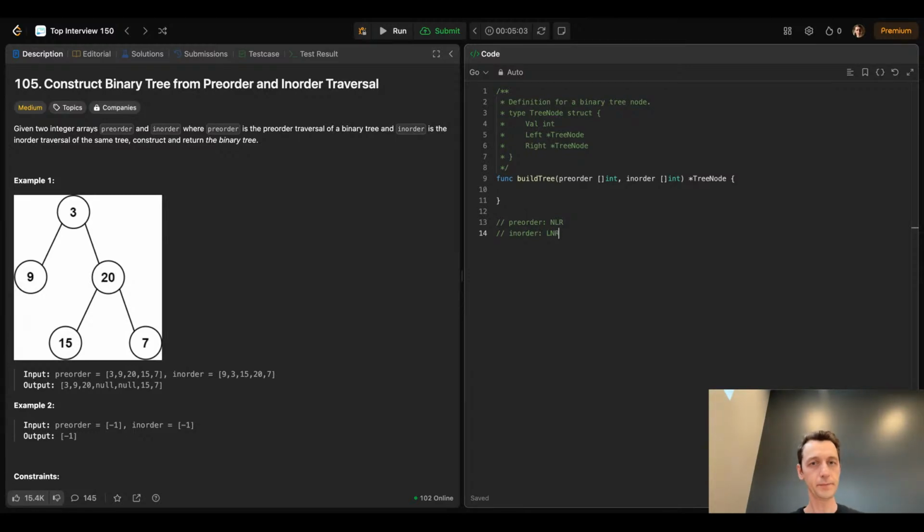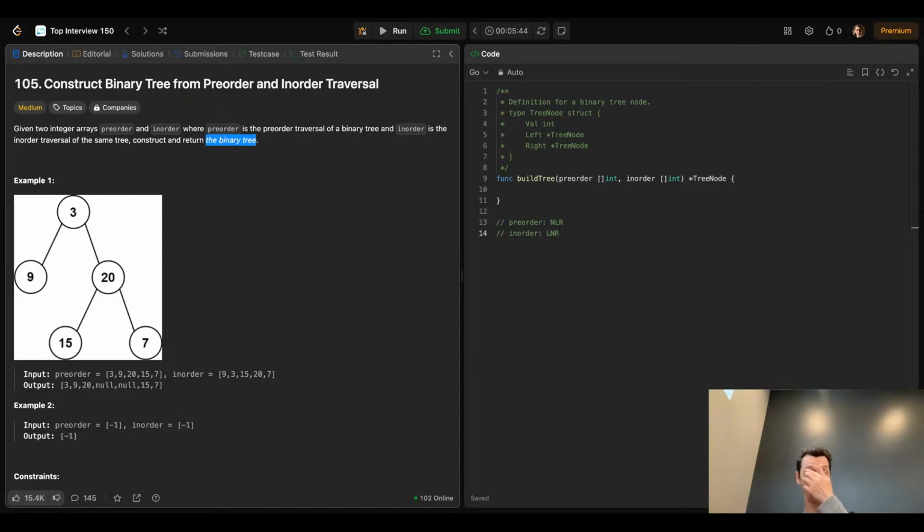And so, given two integer, sorry, I'm a little bit distracted with some texts. I'll get back to them. We need to construct the binary tree given two integer arrays, preorder and inorder, where preorder is the preorder traversal and inorder is the inorder traversal of the same binary tree, and construct and return the binary tree.